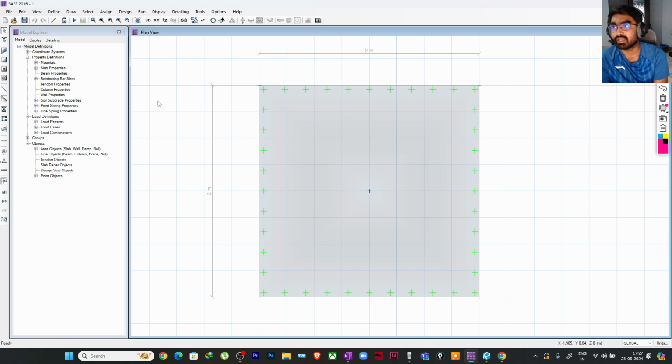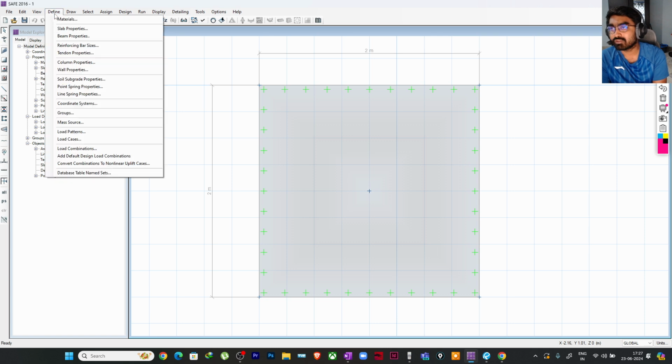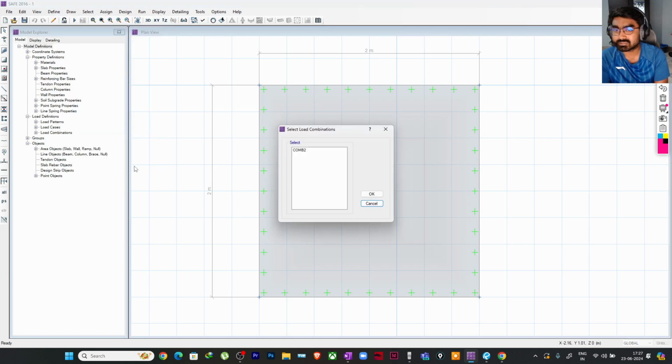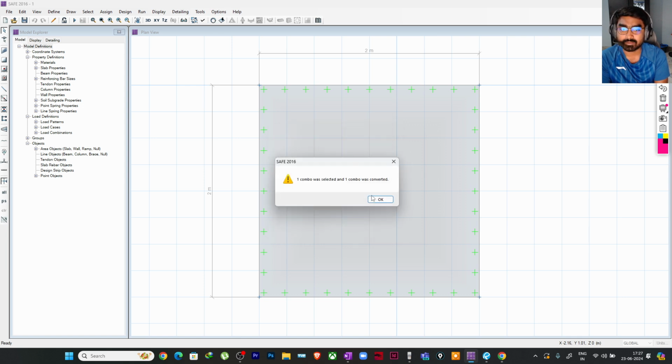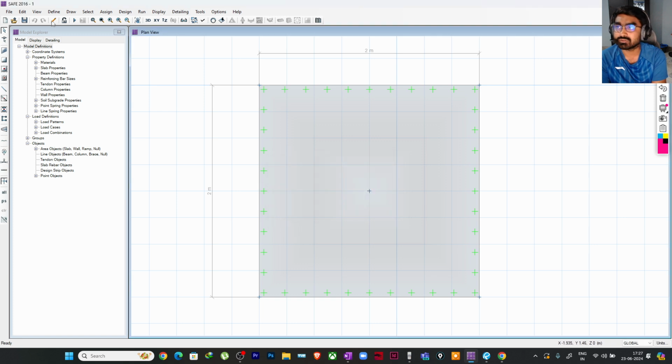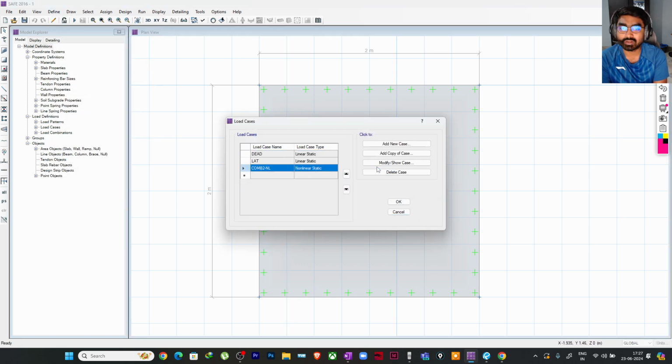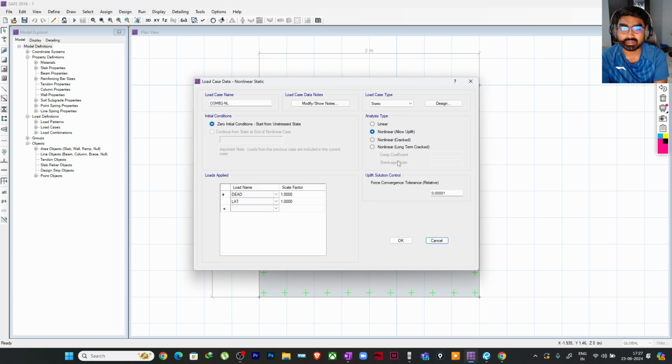Okay, so what I have to do, I'll go to Define, then Convert Load Combinations to Nonlinear Uplift Cases. I'll click on this combo 2 which I have created, and I'll click on OK. So you can see this combination is converted to a nonlinear case. If you see here, Define Load Cases, combo 2 nonlinear.